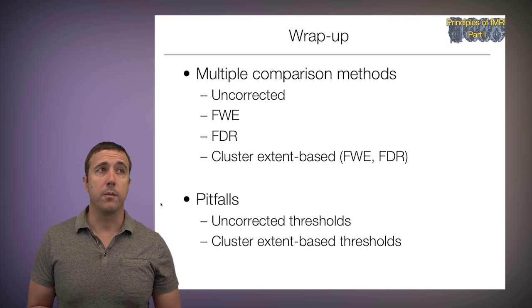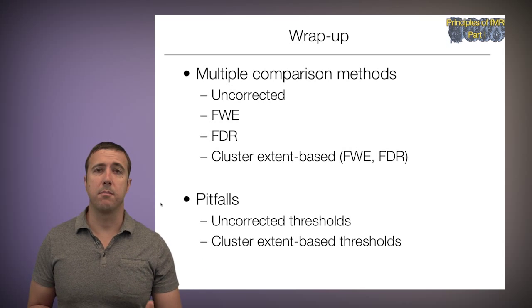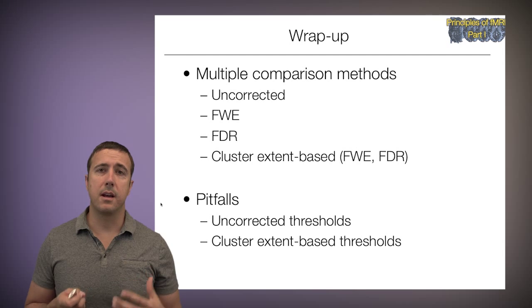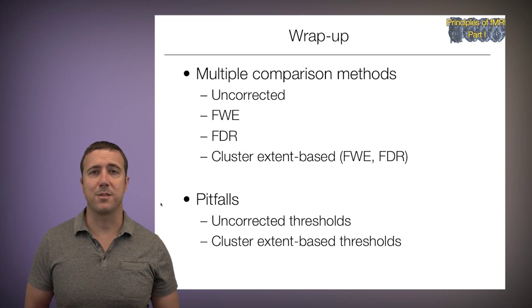So let's wrap up. We've talked about several multiple comparison methods. We talked about using uncorrected methods. We talked about family-wise error rate, false discovery rate, and cluster extent-based methods. And we talked about several important pitfalls with using uncorrected thresholds and with using cluster extent-based thresholds. That's the end of this module. At this point, we've covered many aspects of experimental design, physics, acquisition, and analysis. So you should have a good working model for how to do an fMRI experiment and interpret the results.